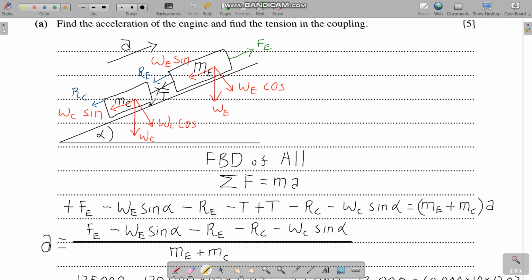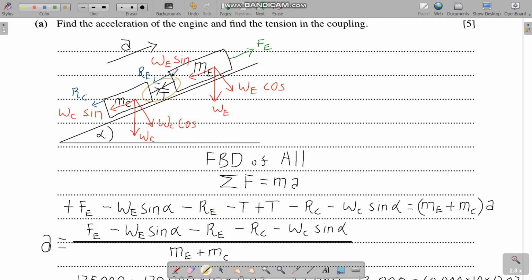Of course, we don't care about the W cos, and we don't care about the normal reaction force because we already have the resistance forces. We don't need to use the coefficient of friction or something. So this is useless, this is useless. We only use the forces parallel to the slope. Okay, so going upwards is positive, so Fe is positive, and We sine negative, Re negative.